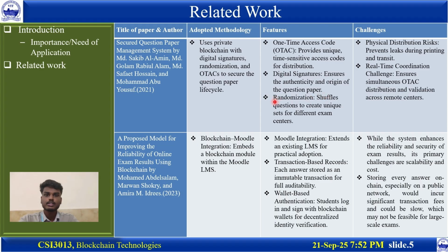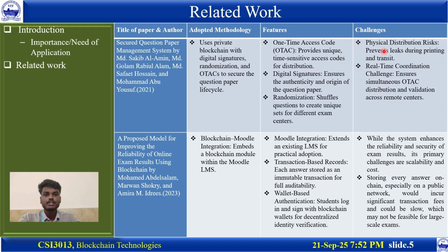The next feature is randomization. It shuffles question papers to create unique sets for different exam centers. That is, the system automatically scrambles the order of questions for different exam centers. So even if the questions are leaked in one exam center, they won't be identical to the question sets in other exam centers. Let us see the limitations of this system.